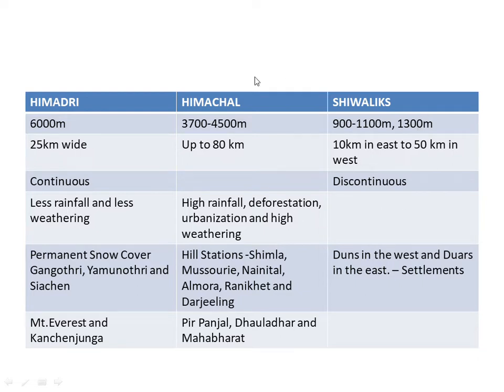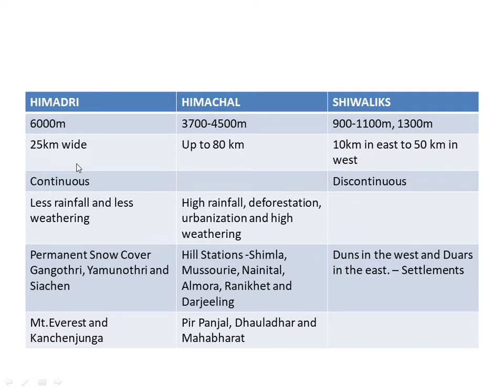And what is the width of the Himalayas? Himachal has more width, right? Himadri is only 25 km wide, but Himachal is up to 80 km wide. Sivaliks is 10 km in the east. In the eastern part of these mountains there is very little width, but the western part has very huge width. Himadri is the most continuous range, and the Sivaliks is the most discontinuous range.